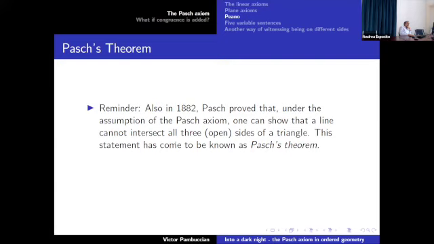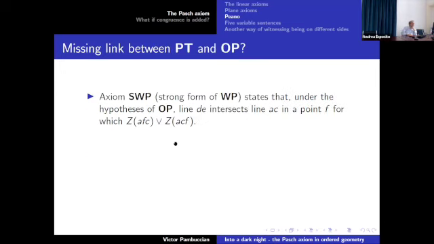Now, Pasch's theorem, we spoke about it already. It says that a line cannot intersect all three sides of a triangle. Now, it is known that you can use just OP to prove PT, right? Pasch proved it from his Pasch axiom, but OP is good enough. IP is good enough, in fact. And so you can ask yourself now, what if I want to start with OP and PT and build up, what would be the missing link between those things? And the strong weak Pasch does the job.